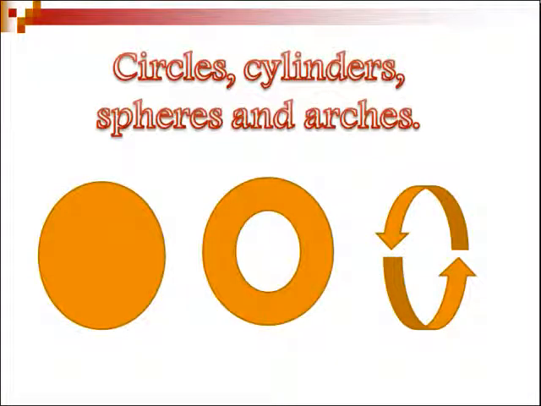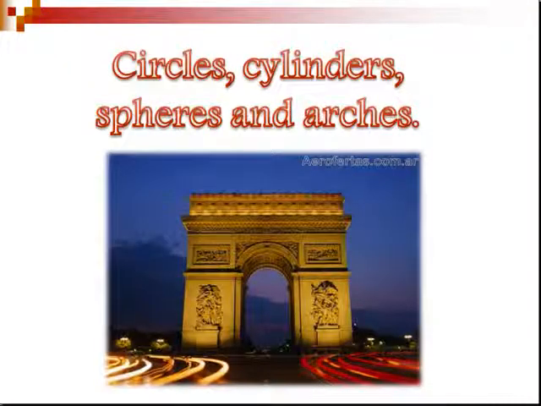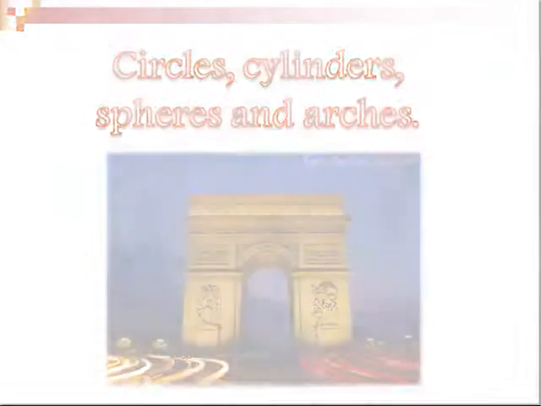Circles, cylinders, spheres, and arches. Circles represent continuity. We can appreciate circles in cylindrical beams and columns. On the other hand, we can also find circles in tunnels, entrances, and piazzas with this shape. Arches can be found in a structural system of trusses. There is a famous arch construction, which is actually a porch, the Triumphal Arch.